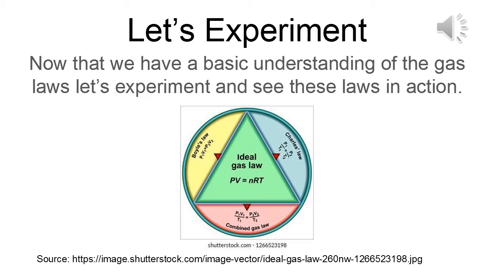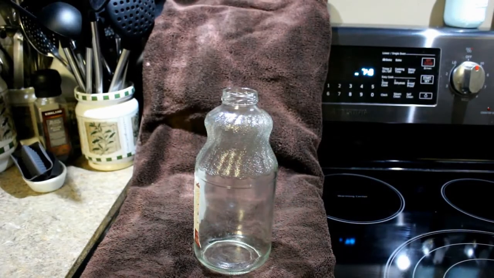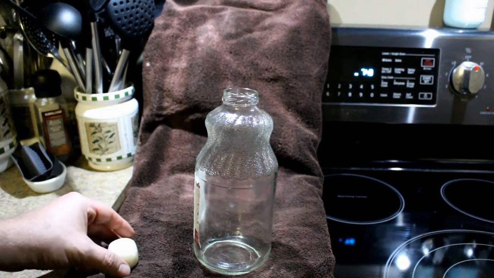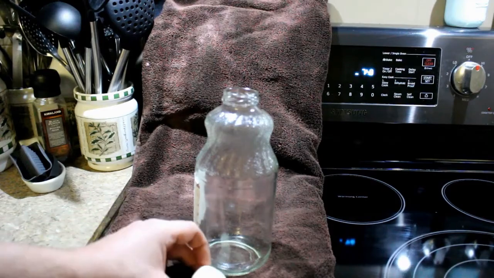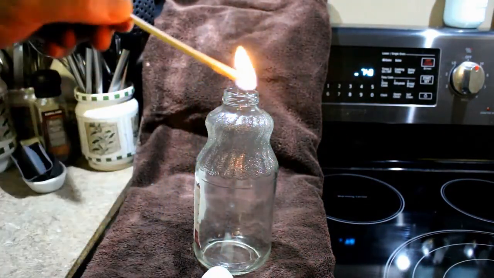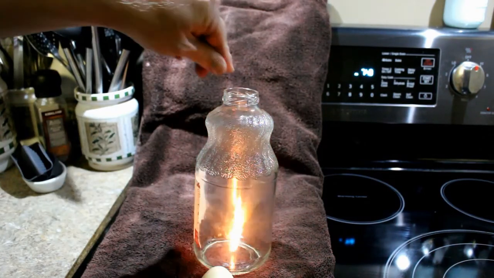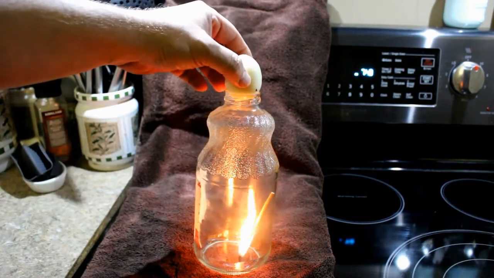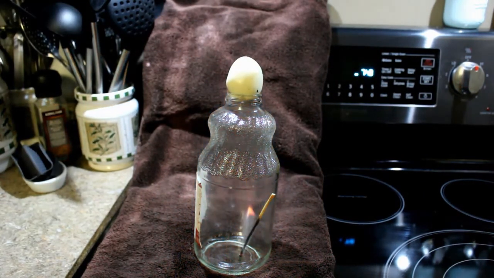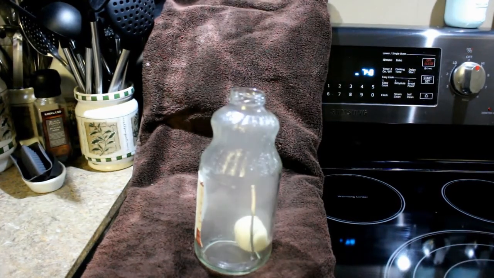Now that we have a basic understanding of the gas laws, let's experiment and see the laws in action. For the first experiment, we're going to take an egg and force it into a bottle that has an opening too small to fit the egg. We light a match and place it into the jar. We take the egg and place it over the opening of the jar. Now we watch, and the flame is starting to go out and the egg is sucked into the jar. Let's find out why.